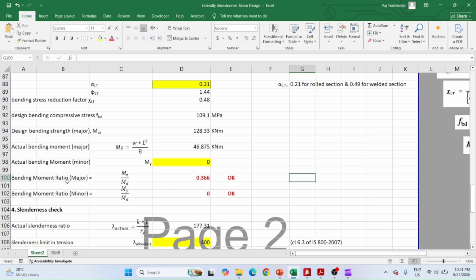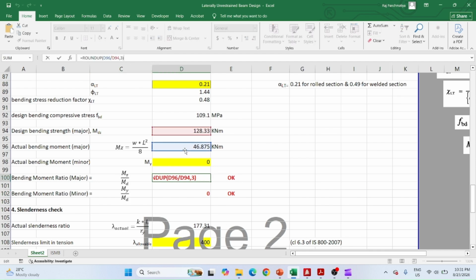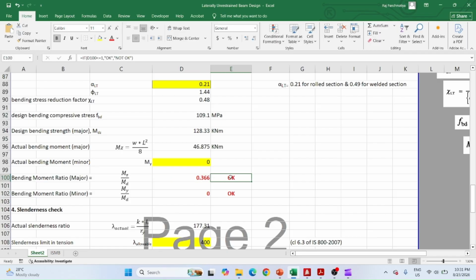So now we can calculate the bending moment ratios about major and minor axis. For minor axis it is obviously 0 because there is no actual bending moment acting, and for the major axis it will be nothing but the bending moment that is acting divided by the strength of that bending moment about the major direction. So it is coming as 0.366. Obviously it is less than 1, so it is okay.